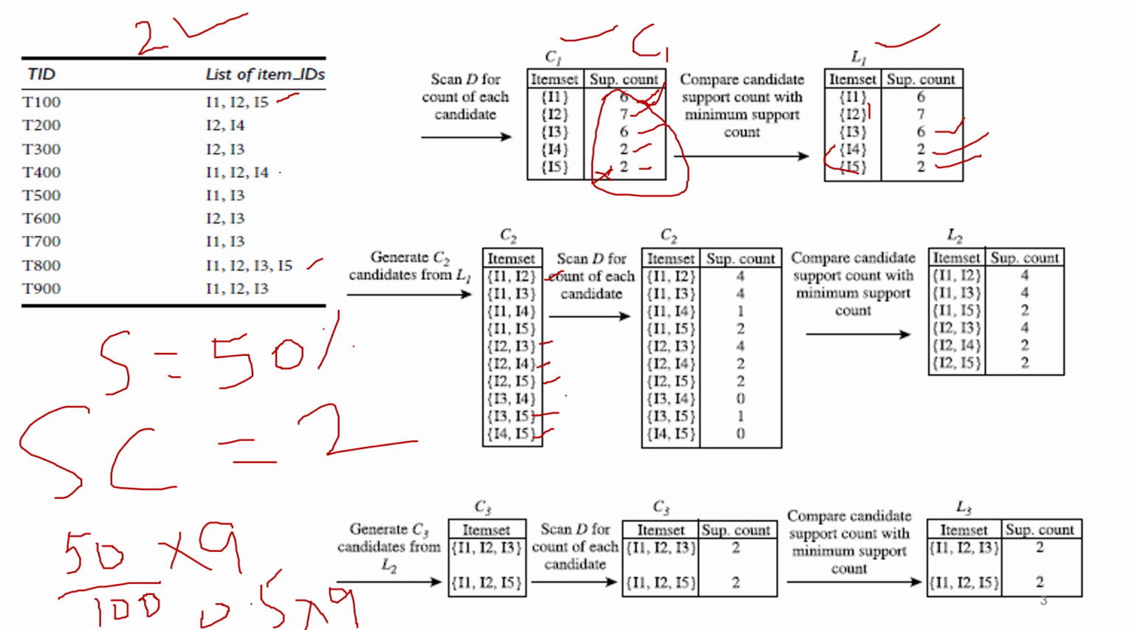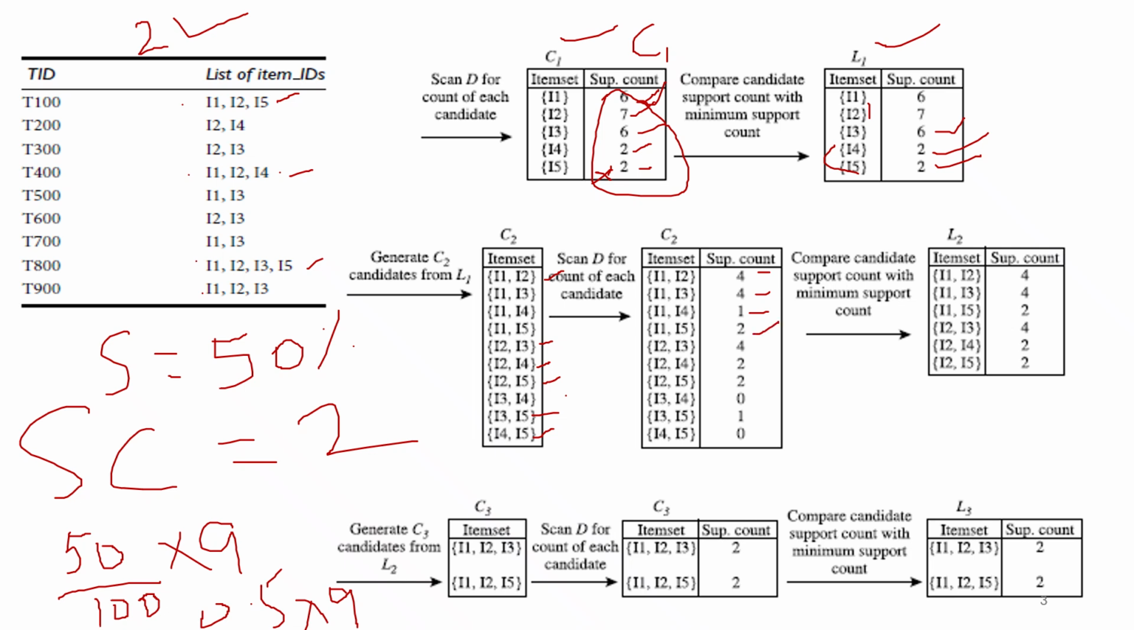Now for each and every combination, we'll scan our database and find out the support count. I1, I2 occurs here, here, here, and here, so 4 times. I1, I3 is 1 here, 1 here, 1 here, and 1 here, so it is 4. I1, I4 occurs only once. Then I1, I5: I have 2.